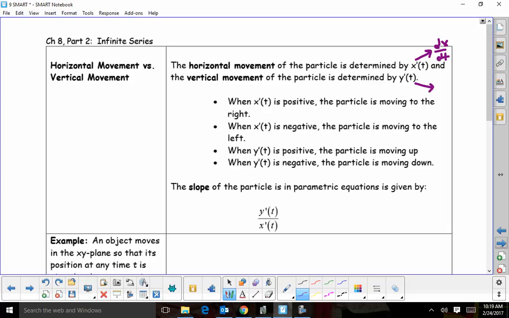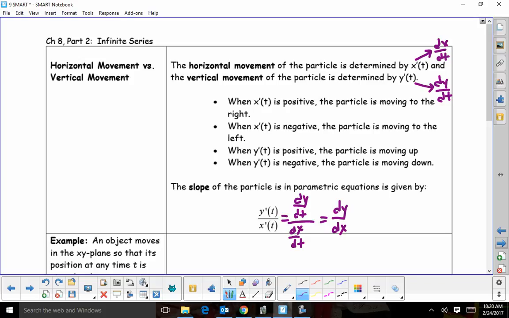Now what causes this to go up and down? The y's. Okay, so if dy/dt is going up, then it was positive, and if dy/dt was going down, then dy/dt was negative. Okay, so dy/dt is the same as saying y prime of t. Now the slope overall is y prime over x prime of t, because that's like saying dy/dt over dx/dt. And hey, what does that cancel to? dy/dx. The dt's cancel.